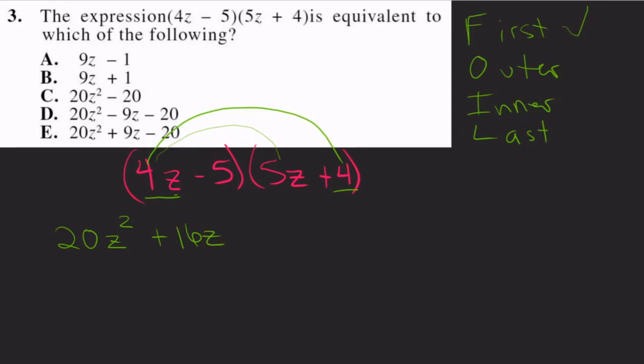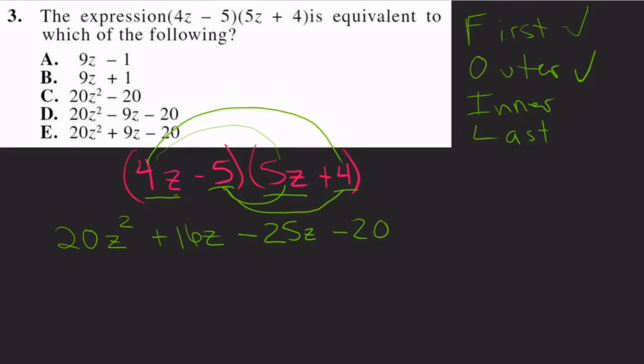Okay, check, check. All right, now we want the inner terms, and we're going to refer to these two right here as the inner terms. They're in the middle if we're looking at this. -5 times 5z. -5 times 5 is -25z. And then we'll do, that was these two, and then we'll do the last two terms. -5 times +4 is -20.